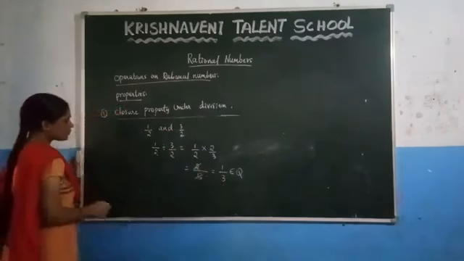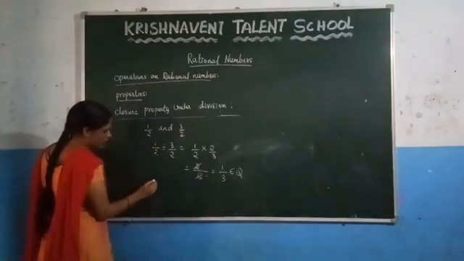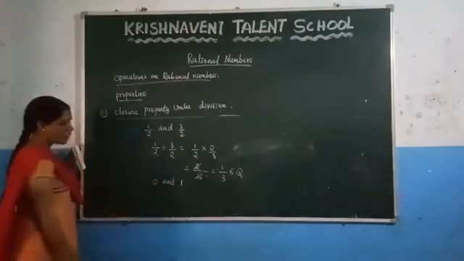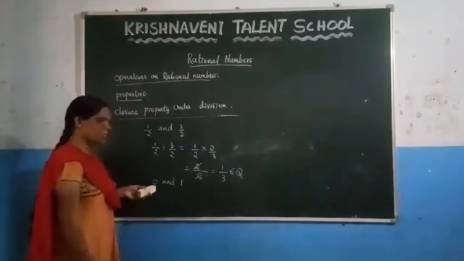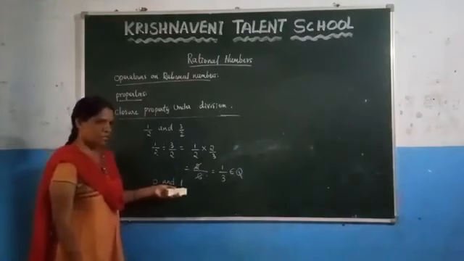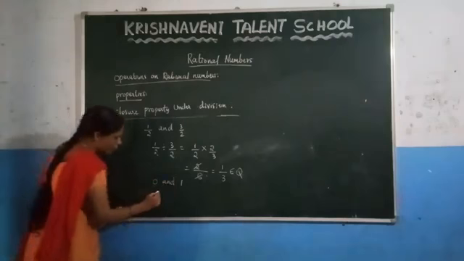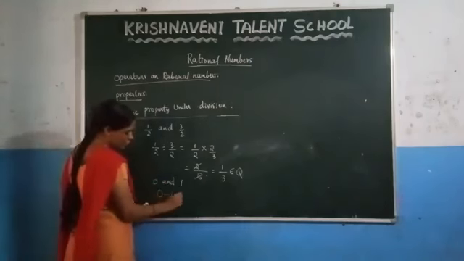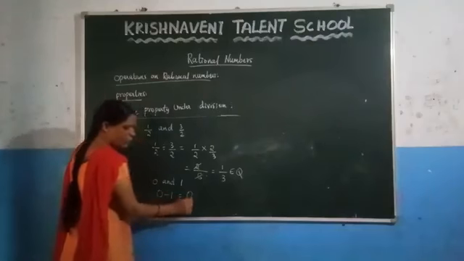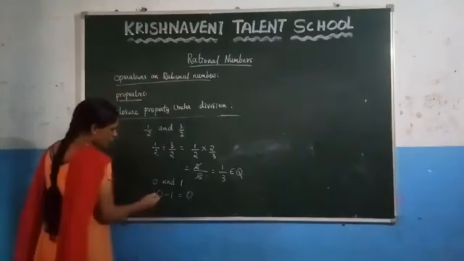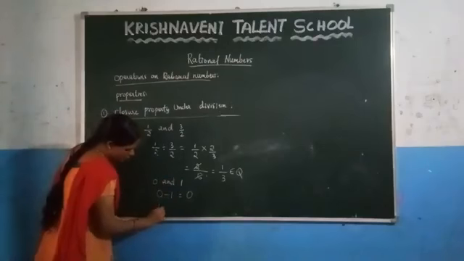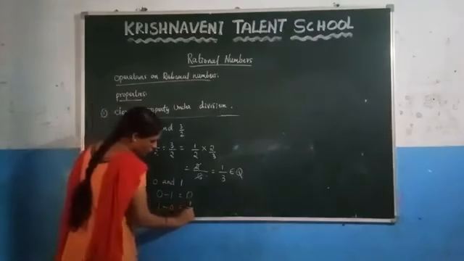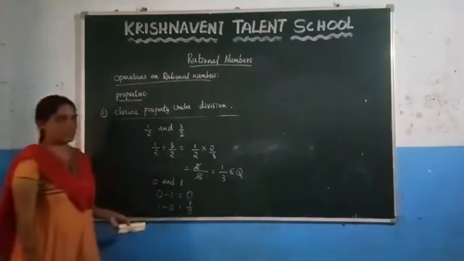So here let us consider one more example, 0 and 1. You can observe that 0 is a rational number and 1 is also a rational number. If you divide 0 by 1, what is the value of 0 by 1? You know that the value of 0 by 1 is 0. Now let us divide in the reverse order, 1 divided by 0. As already stated, 1 divided by 0 is undefined.